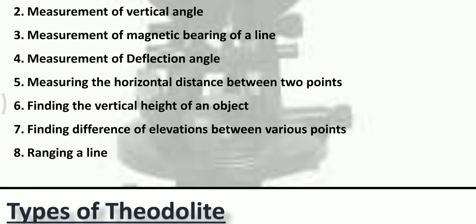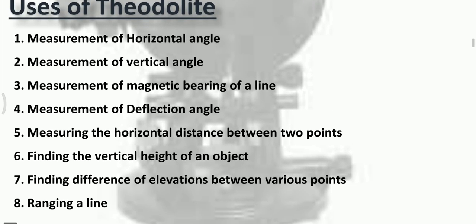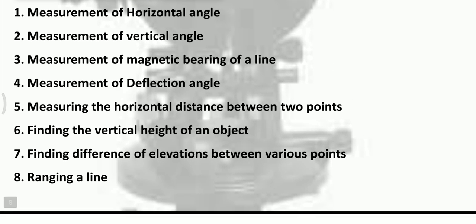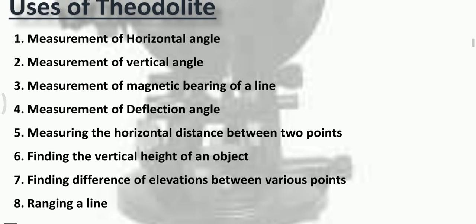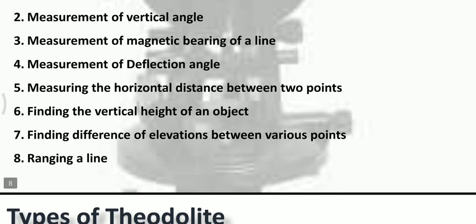Next one, ranging a line. That means when we fix two starting points, in that straight line we can fix many points with the help of the theodolite. This procedure is known as ranging a line. So these are the eight uses of the theodolite. There are many uses of the theodolite, hence it is called the universal instrument.